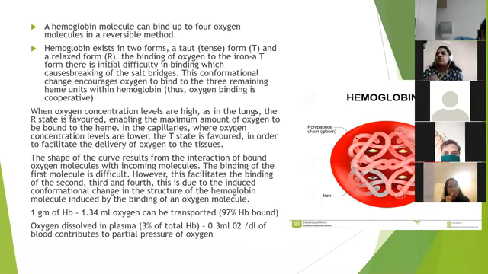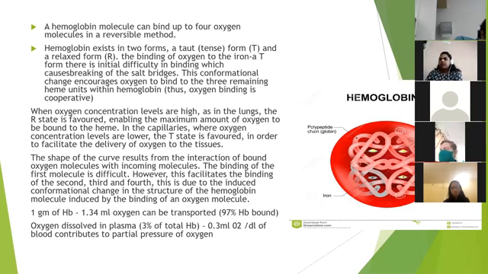So this oxygen binding is a cooperative binding. That is, the initial oxygen binding favors the oxygen binding to the remaining heme groups, and thus the hemoglobin gets saturated with 4 molecules of oxygen. When the oxygen concentration levels are high, as in the lungs, the R state is favored, enabling the maximum amount of oxygen to be bound to the heme. In the capillaries at the tissue level, where the oxygen concentration levels are lower, the T state is favored in order to facilitate the delivery of oxygen to the tissues.